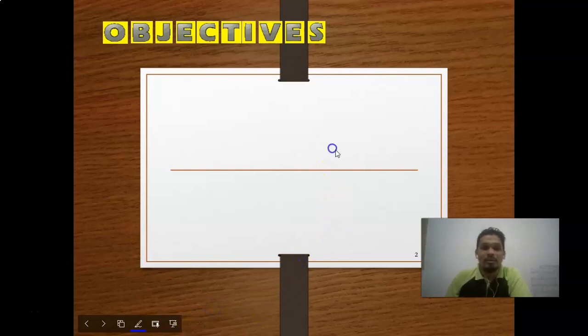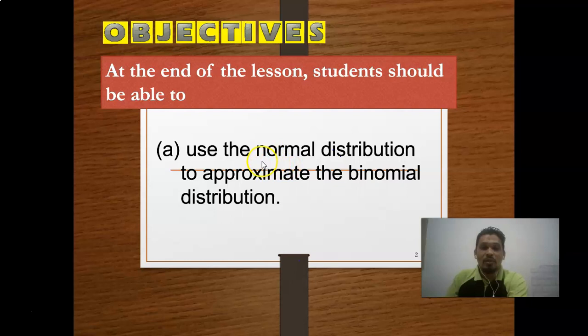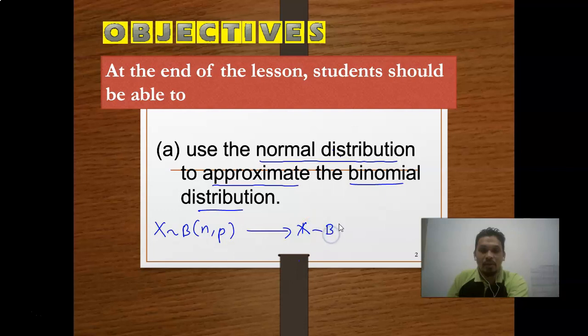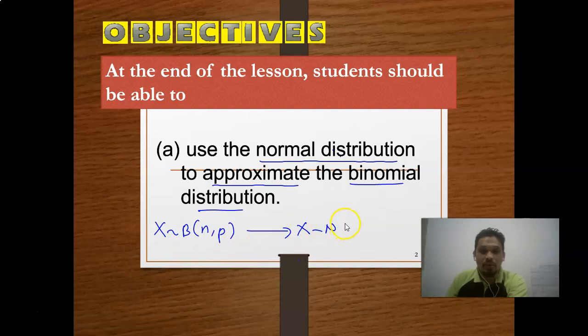So the objective of this: we're going to look into the situation where we use the normal distribution to approximate the binomial distribution. In an easy way to explain this, let's say there's a question that is binomially distributed with the number of trials n and p, the probability of success. We do not use the binomial, but we use the normal distribution with the parameters of mean and variance.